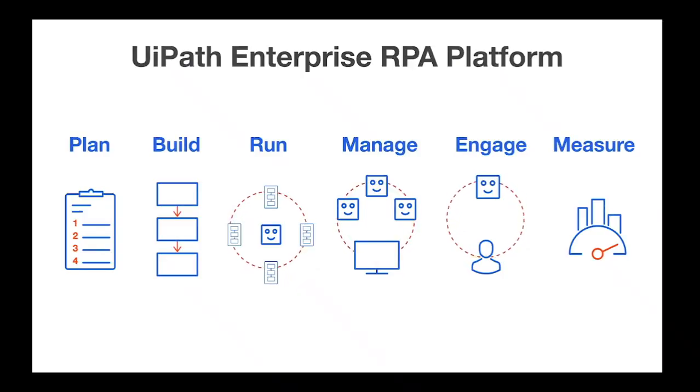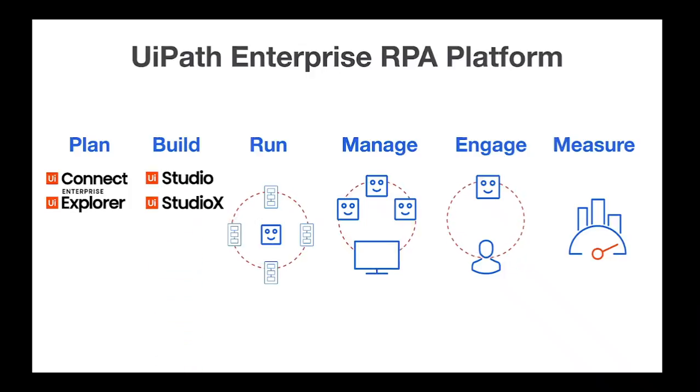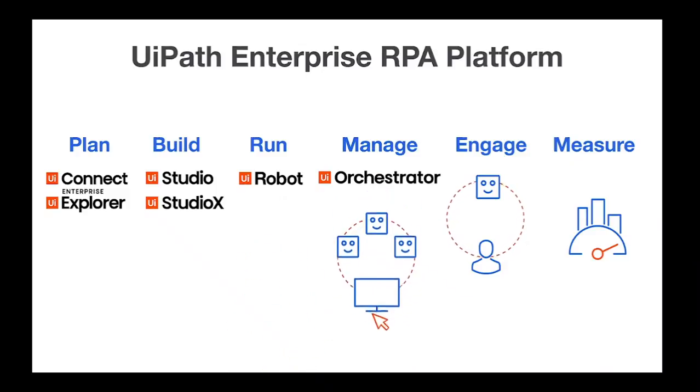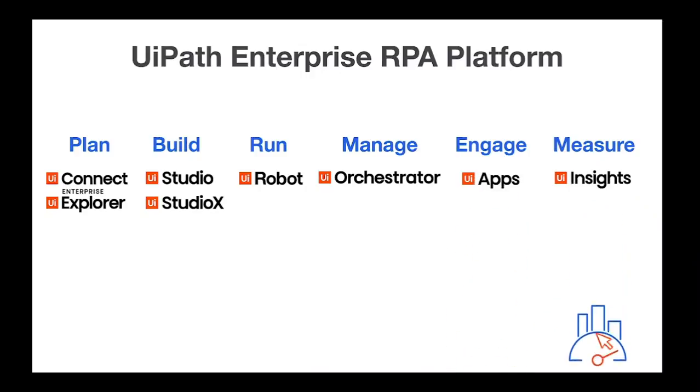The UiPath Enterprise RPA platform covers all of the stages of an RPA implementation. Planning through Connect Enterprise and the Explorer suite. Building through UiPath Studio and Studio X. Running using the UiPath robots. Managing the automations via Orchestrator. Engaging with human users via apps. And measuring results with UiPath Insights.